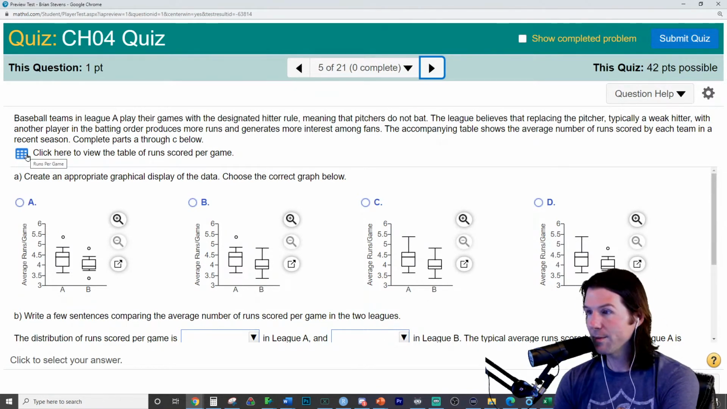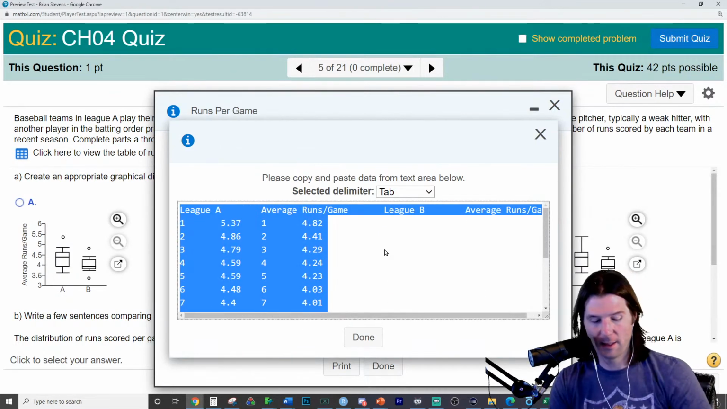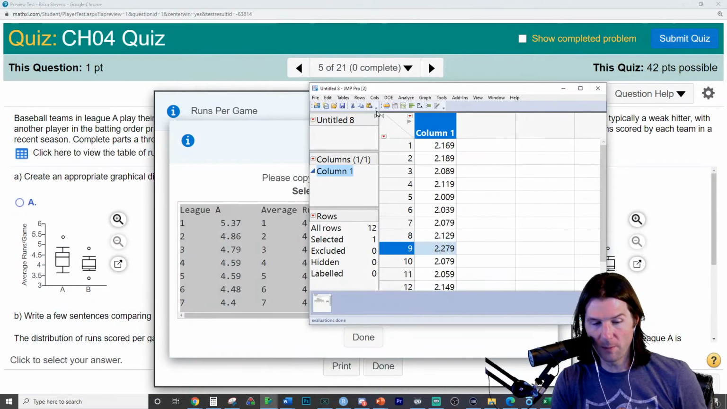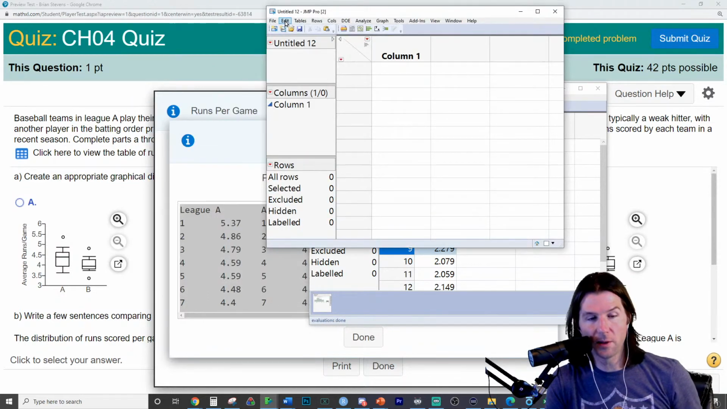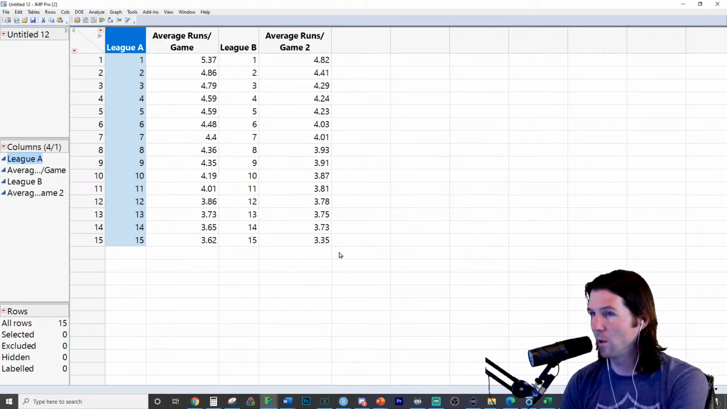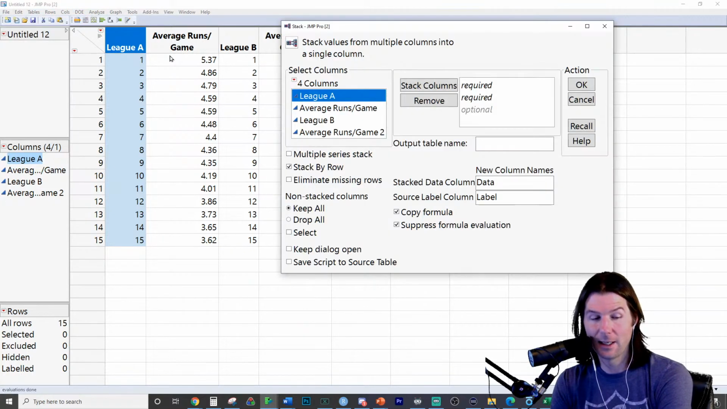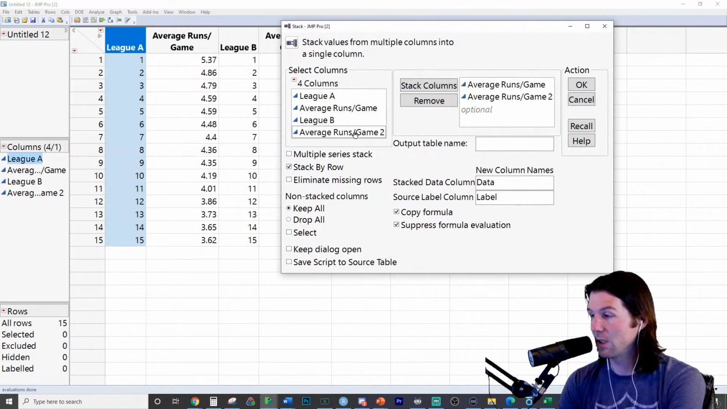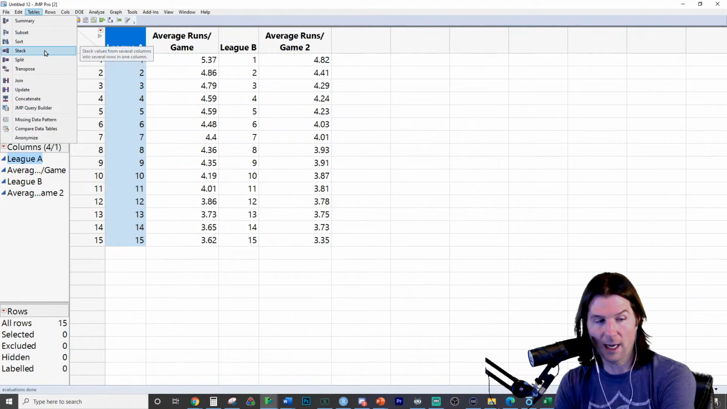What I'm going to do right now is take the data set and copy it to the clipboard, and bring it over to JMP. We're going to go to File, New Data Table, then Edit, Paste with column names, and now we have the data inside of JMP. It's a little complicated to display this one visually. You have to go to Tables, Stack, and stack both columns. Tables, Stack.